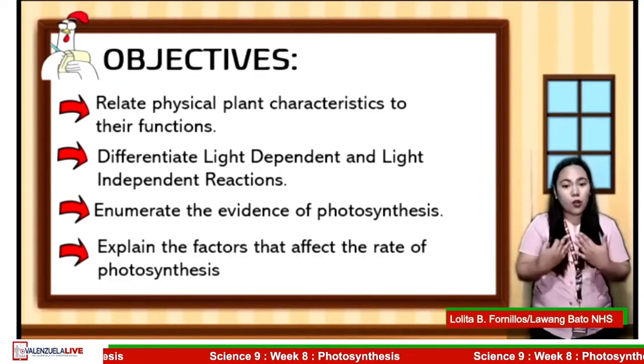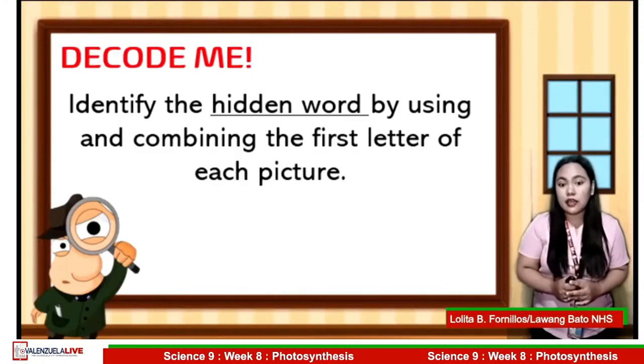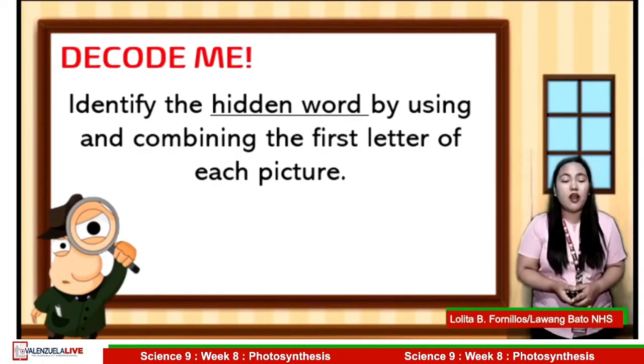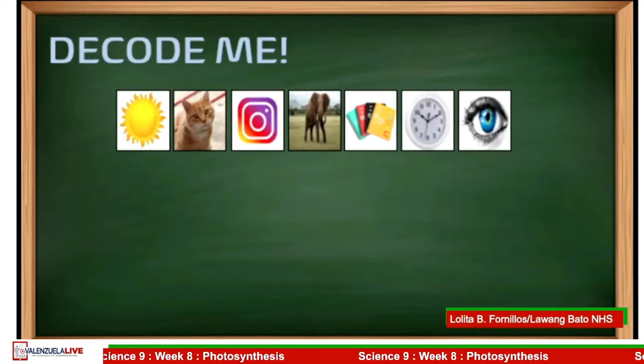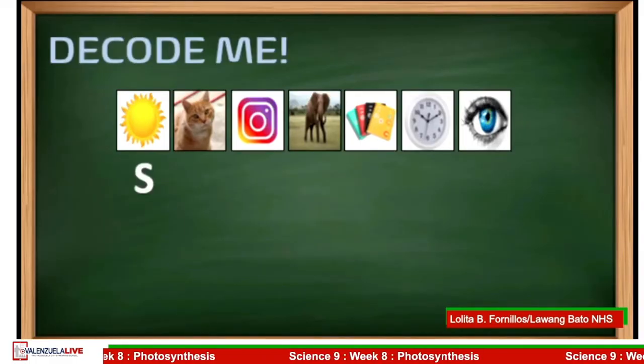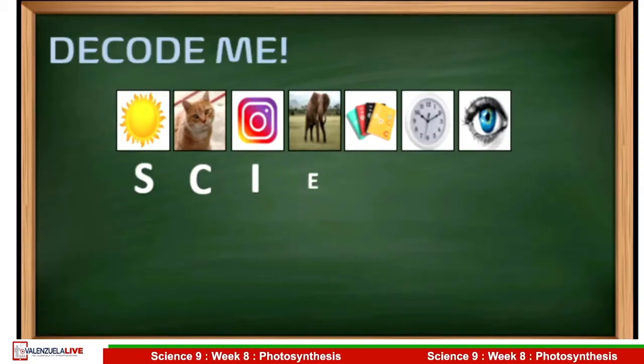Let's play Decode Me. You will identify the hidden word by using and combining the first letter of each picture. Look at this example. The first picture is a sun, which starts with S. The second picture is a cat, which starts with C. The third picture is Instagram, which starts with I. The fourth picture is an elephant, which starts with E.